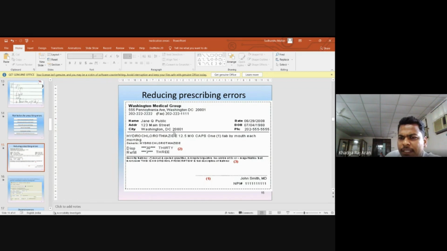So how do we reduce prescribing errors? We can use digital prescribing methods. You can see in this slide a digital prescribing method. Here we have mentioned the name, address, city, date of birth, then medicines like hydrochlorothiazide, the dose, and the formulation, which may be capsule or tablet, and which route we can use, like mouth or intravenous. All these things are mentioned in this particular prescription.